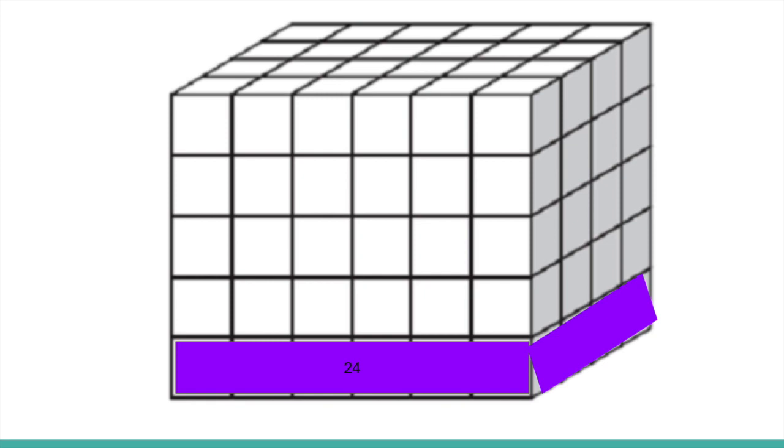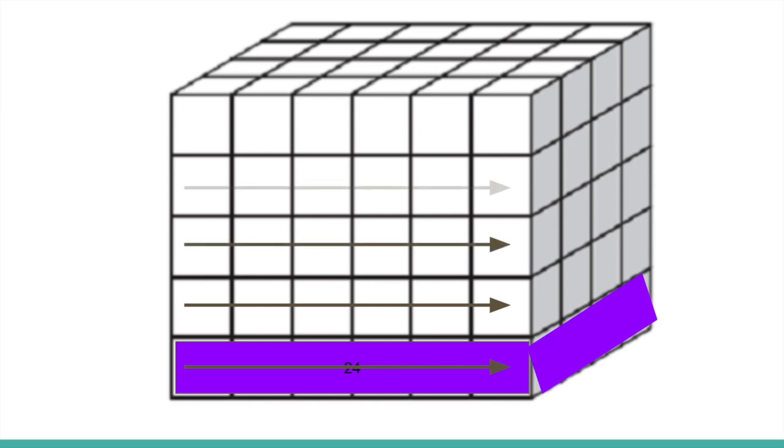Now let's talk about these layers I mentioned before. Each layer has the same area. That means that this layer has an area of 24, and this layer is 24, and this layer is 24, and this layer is 24, and this layer is 24. When we stack the layers one on top of the other, we create the height of the object.